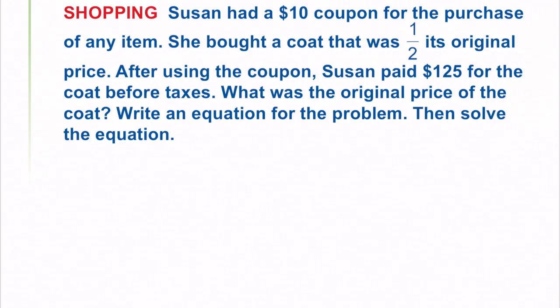The objective of this lesson is to write and solve a multi-step equation. Let's look at our first example.